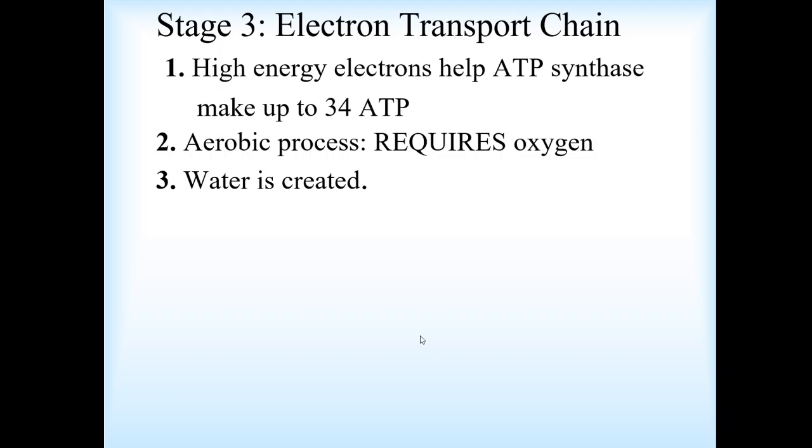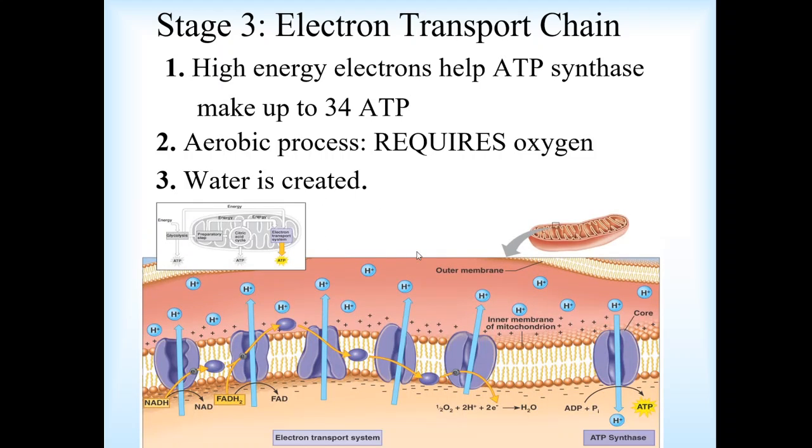Okay, and then we have stage 3. So we take those ATP molecules that we just created in stage 2, and their high energy electrons help ATP synthase make up to 34 ATP. You don't have to know this, this is just background information. So we take those 2. We had 2 before. Now we're making 34. And this is an aerobic process, and it requires oxygen. And also water is created. Okay, so the electron transport chain is here. Here's our ATP. It's making all our ATP, and it's also making water.